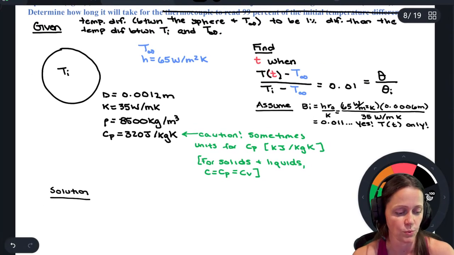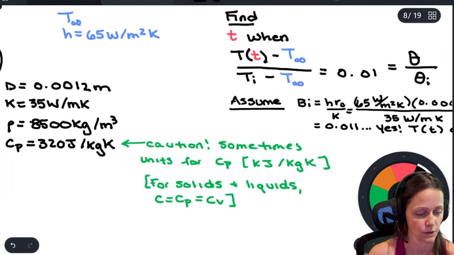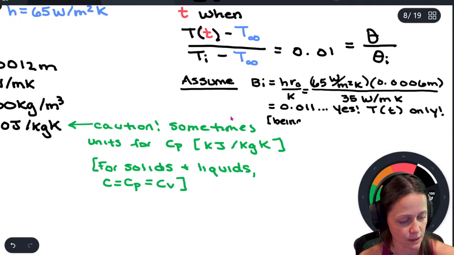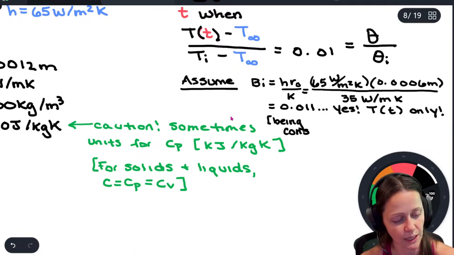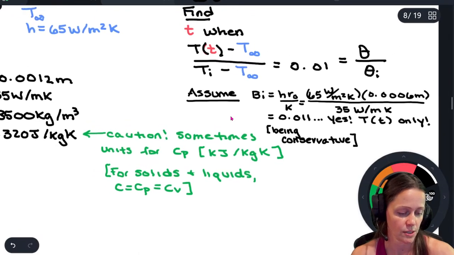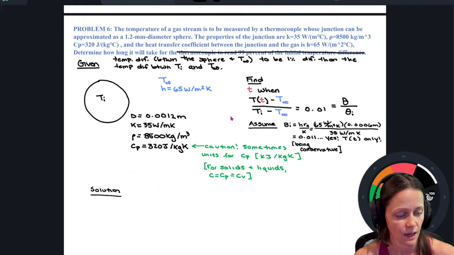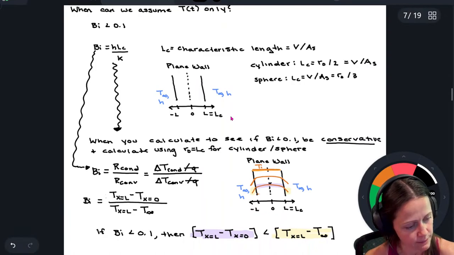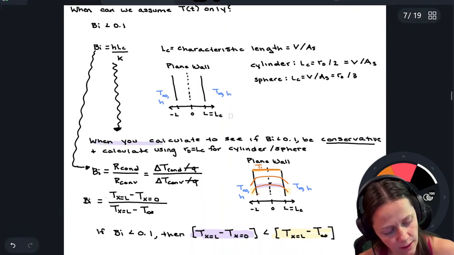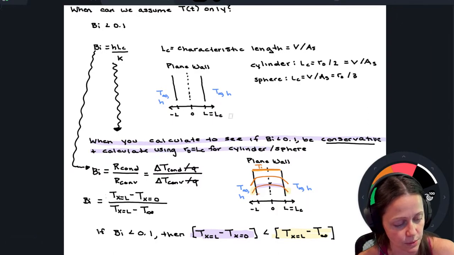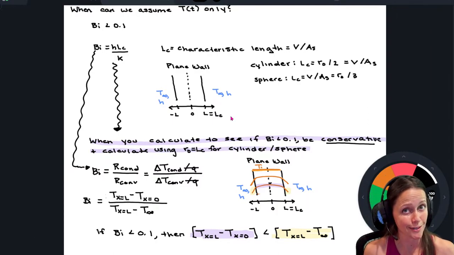Yeah, so the question was, how come we used R naught as opposed to R naught over 3? This is because we're being conservative. When you calculate the Biot number to see if the lumped capacitance method is valid, to see if it's less than 0.1, be conservative and calculate using R naught equal to LC. And then later on, when we actually use it, we'll go back: characteristic length is R naught over 3.